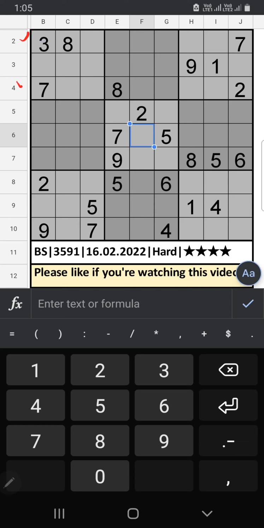Second row and fourth row we have 8. So 8 can't come in these cells. Then 8 is confirmed here.